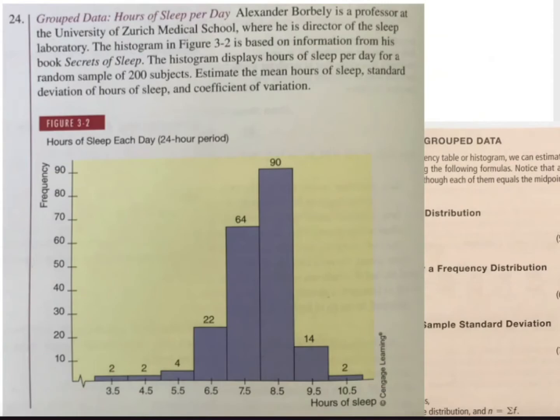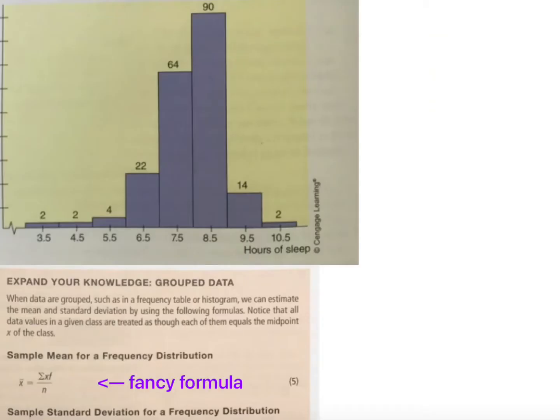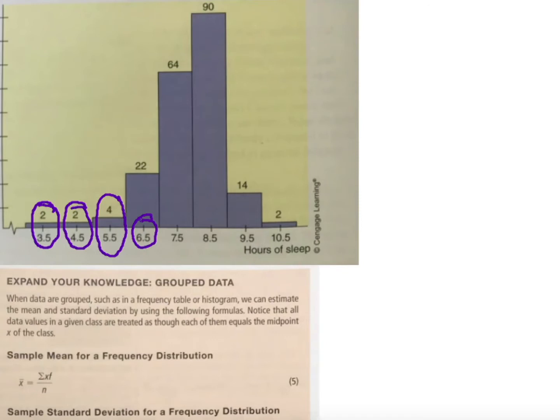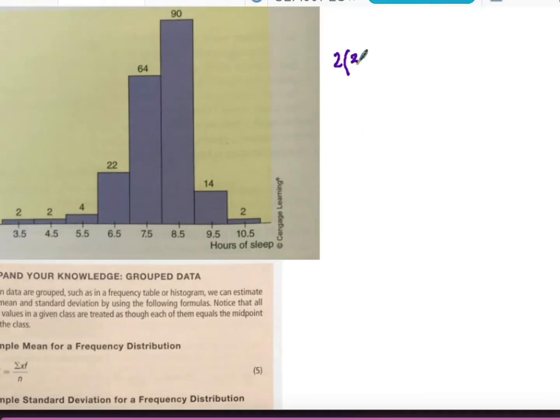Let's start with the mean. So there is a fancy formula for this, but the basic idea is that you're going to pretend that you just have two data values of 3.5, two data values of 4.5, four data values of 5.5, 22 6.5s. And so we know that those probably aren't the actual data values, but since it's an estimate, that's the best we can do. So we're going to take two 3.5s.